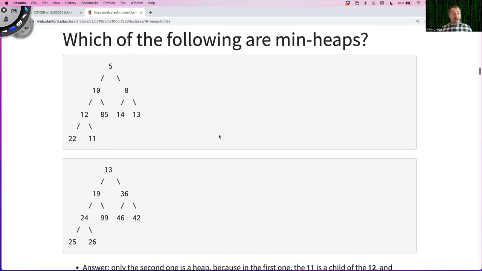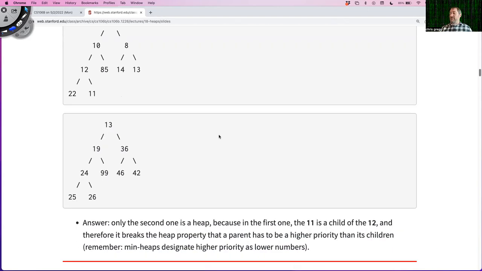Now, sometimes we will get a set of numbers that forms a heap, and we'll modify that heap in some way. Then we will have to run an algorithm to make it go back into a heap. So we're going to make modifications where it's not a heap anymore, but then we have to run an algorithm that turns it back into a proper heap. That's what we're going to see in a few minutes.